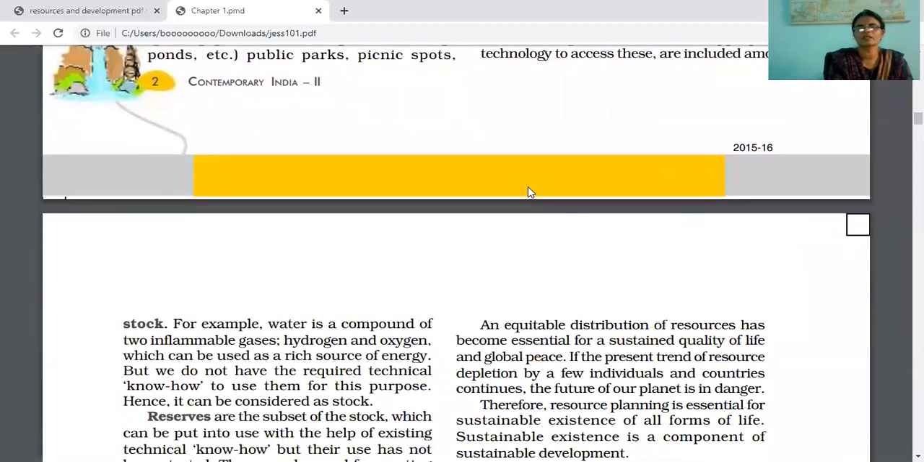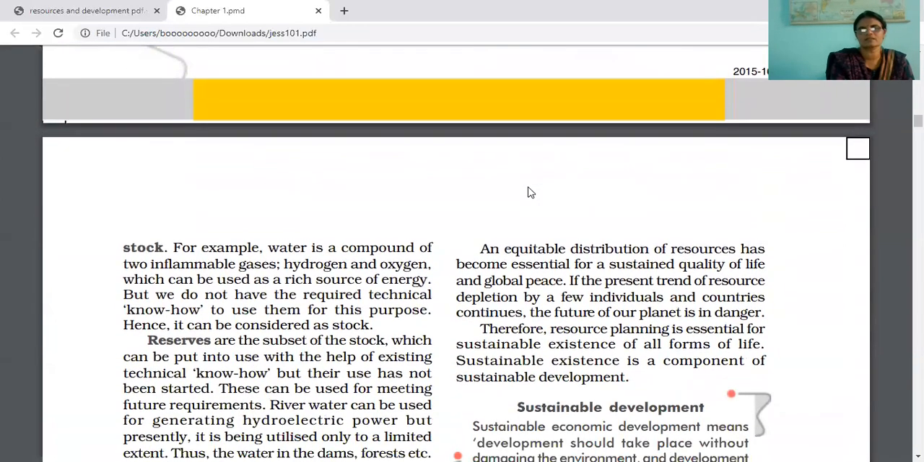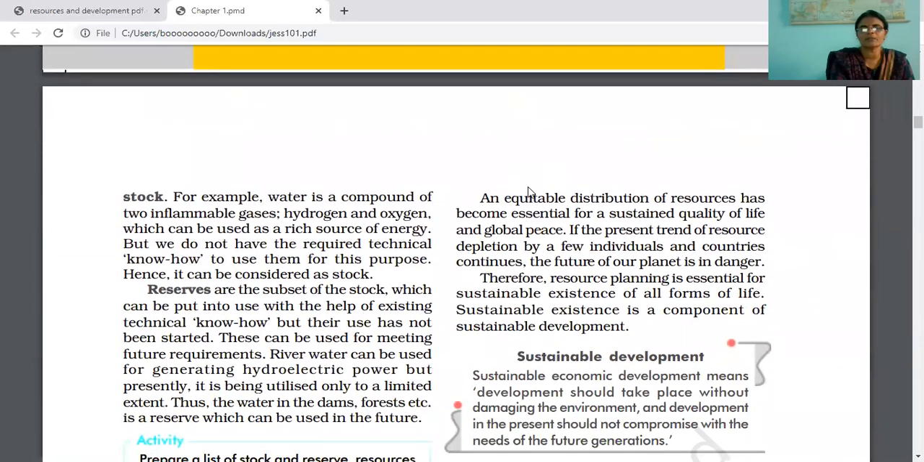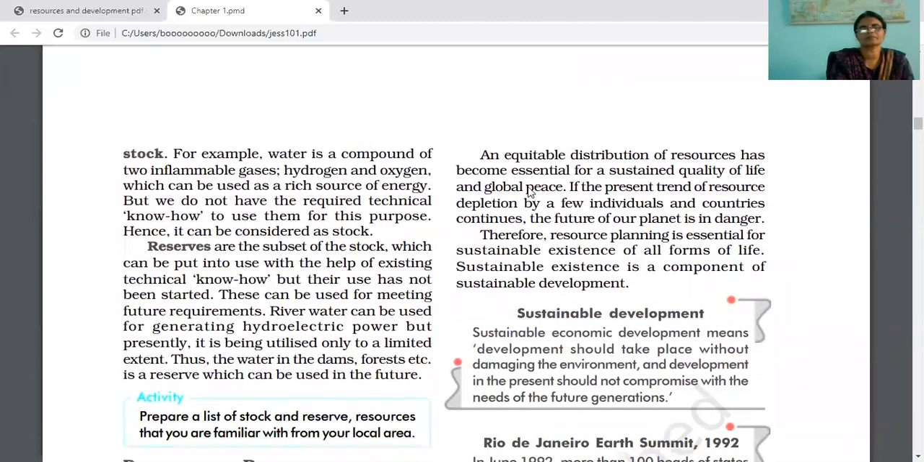This point is very clear with the help of an example. Water is a compound of two inflammable gases, as I told you earlier, hydrogen and oxygen, and it can be used as a rich source of energy. How? If the appropriate technical know-how is there to utilize them and produce water. Because of the absence of that technology, we cannot utilize hydrogen and oxygen for producing water.